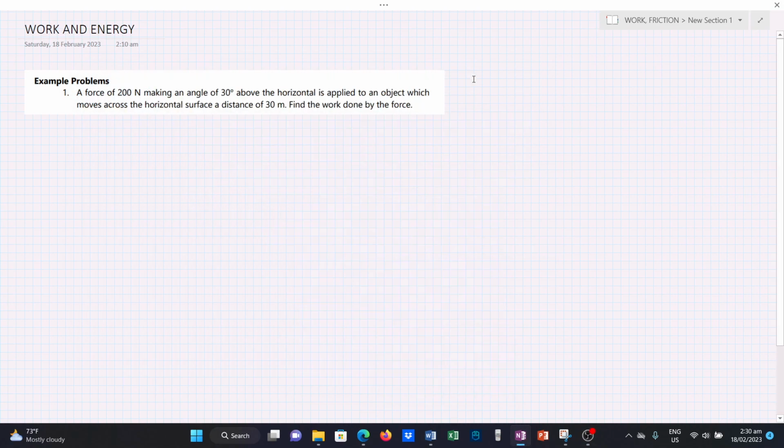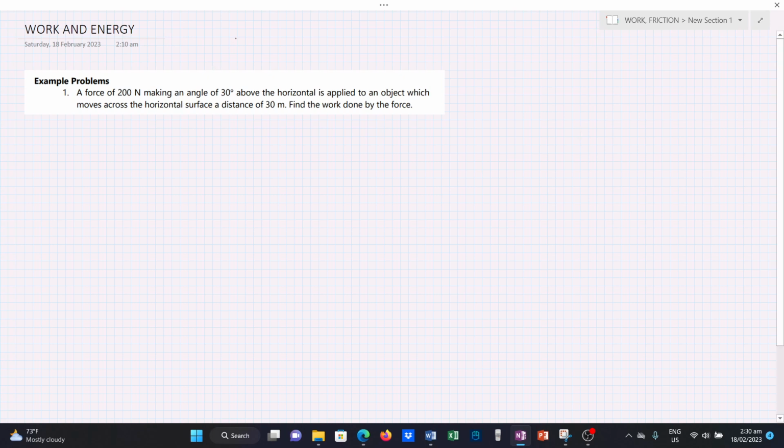So, problem number one, example tayo class. A force of 200 newtons making an angle of 30 degrees above the horizontal is applied to an object which moves across the horizontal surface a distance of 30 meters. Find the work done by the force.